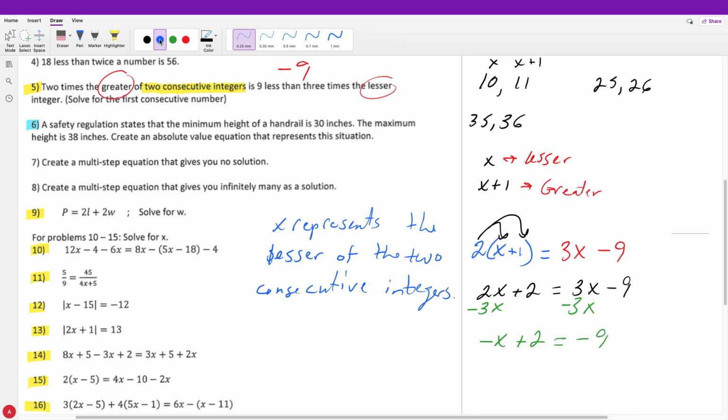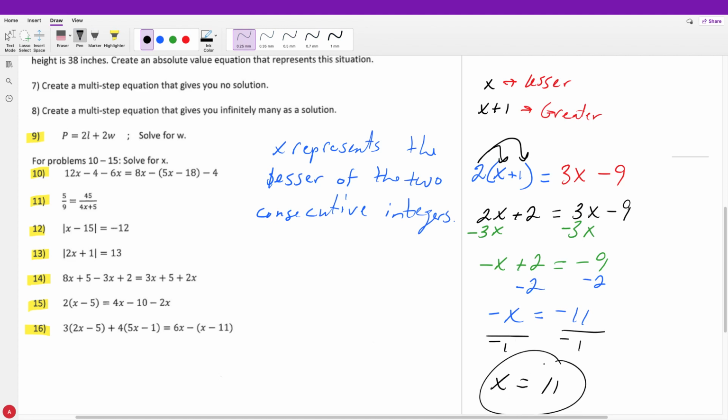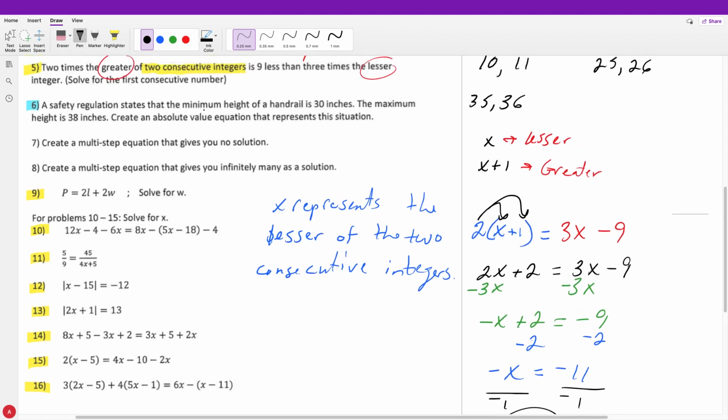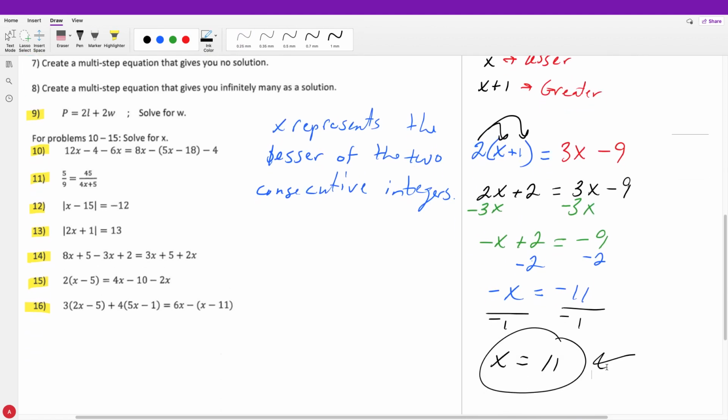Then I'm going to go ahead and isolate my variable. So I'm going to move the constant to the other side. So since it's adding 2, I need to subtract 2. And negative x is equal to negative 11. I'm not done yet. I need to isolate that variable even more. So I'm dividing each side by negative 1. And x is equal to 11. And it only asks you to solve for the first consecutive number. So this will be your answer. X is equal to 11.